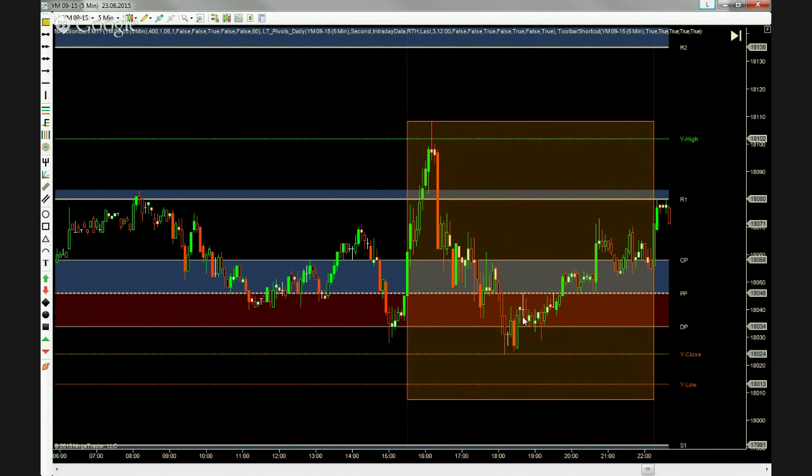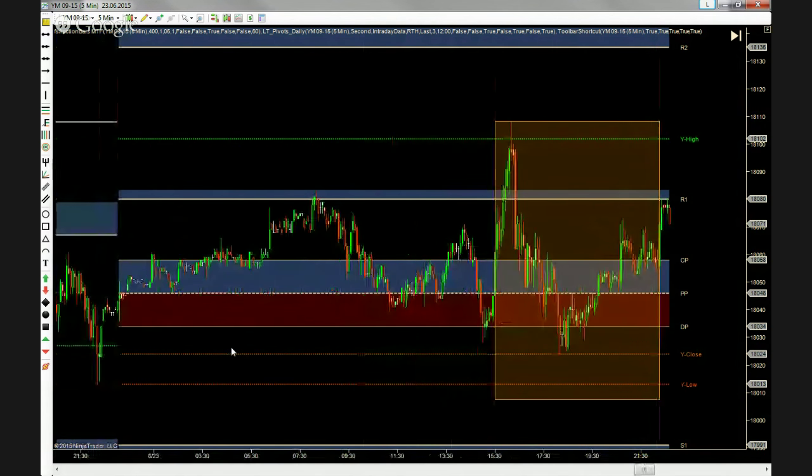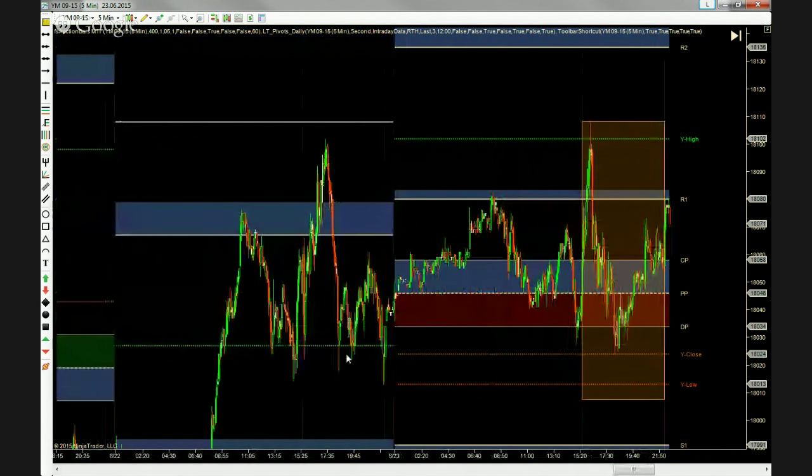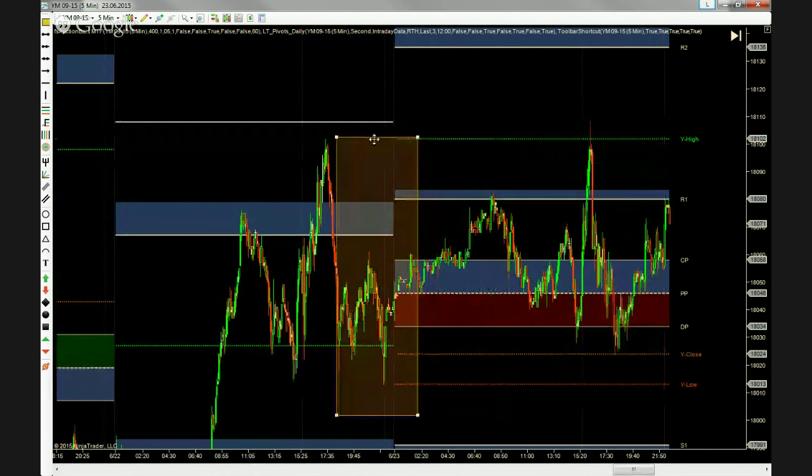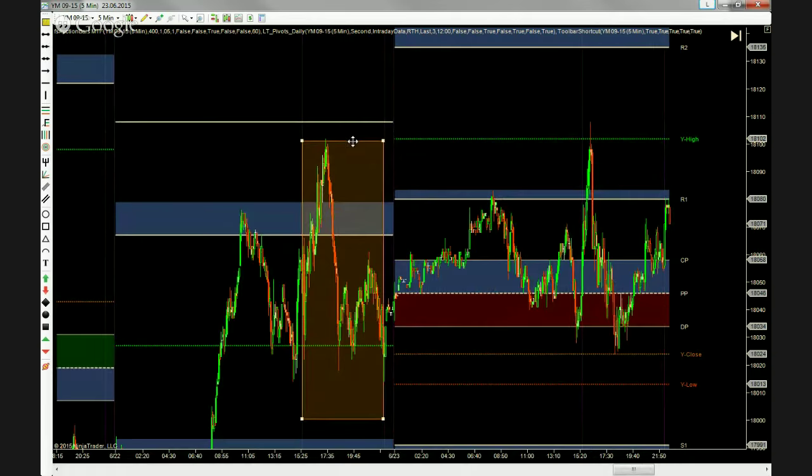So we want to make sure that we take the high and the low and the close of that time period, not of the entire electronically traded session. So let's have a look at this. See here, this turns out to be a good example. This was the regular session of yesterday.